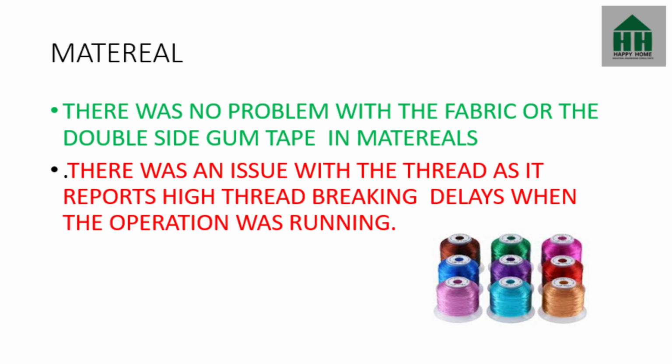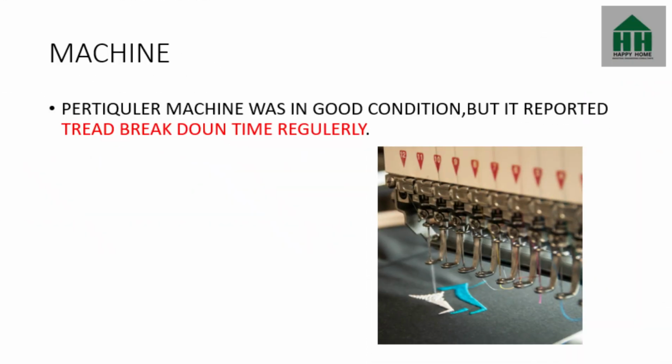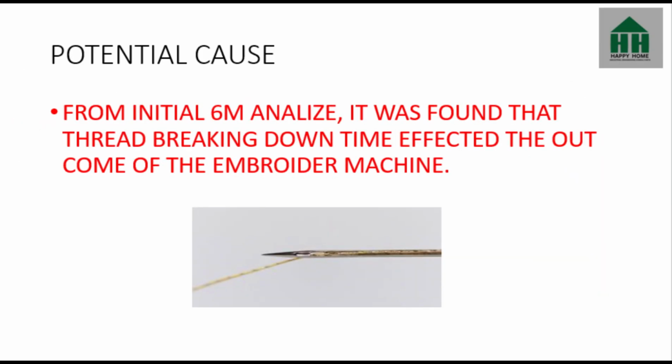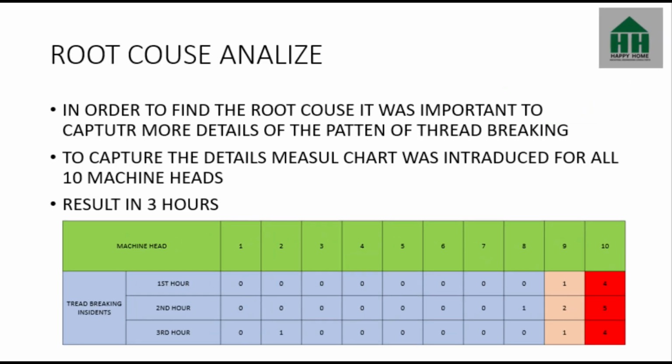There were 3 materials involved with the operation, which were fabric, thread and the double side gum tape. We found no issue with the fabric and the double side gum tape, but there was a downtime reported under thread breaking. We highlighted the issue as a possible cause under the material category. Even under the machine category, only the same thread breaking issue was highlighted. From the initial 6M analysis, it was found that the thread breaking downtime affected the expected target of the embroidery machine. For further investigation, we wanted more data about the thread breaking downtime.